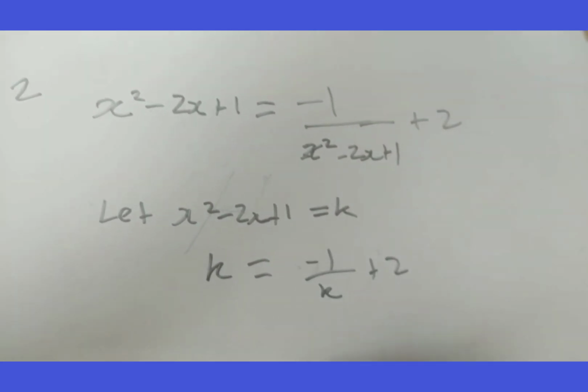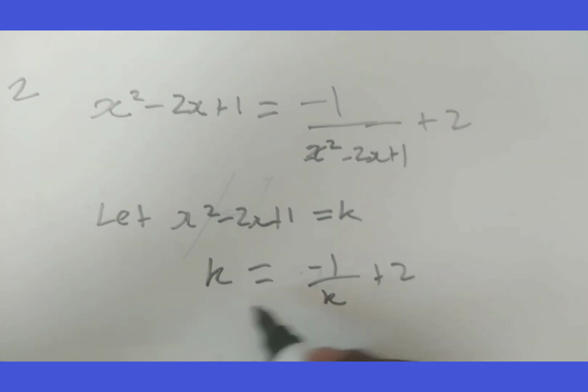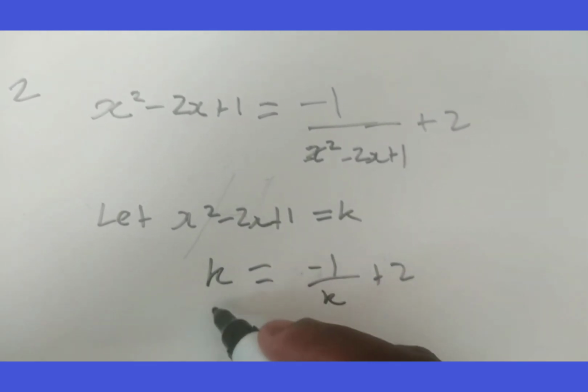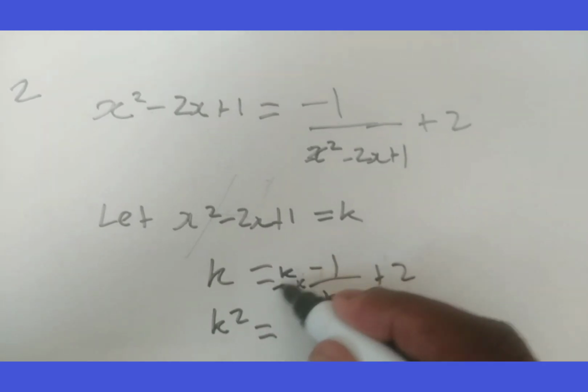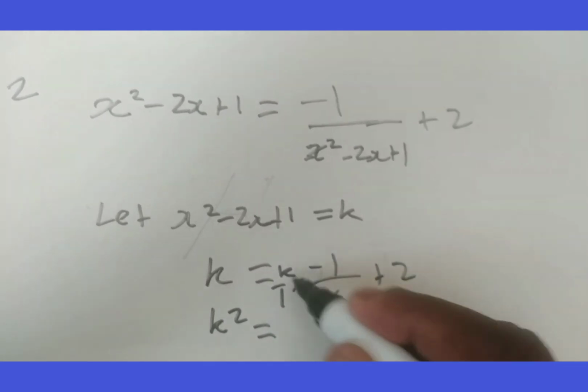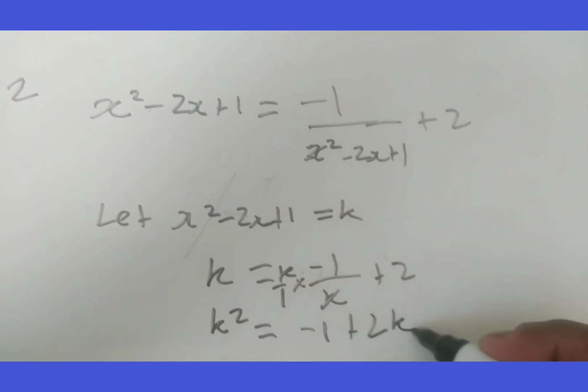be equal to k. Then it means this is going to be k is equal to -1 over k plus 2. And then, of course, how do we get rid of fractions? Multiply everything by the common denominator, which is k. So it means this is going to become k squared is equal to, remember when I multiplied this by k over 1, since they're the same and they're on different lines, they cancel out. So this is -1.